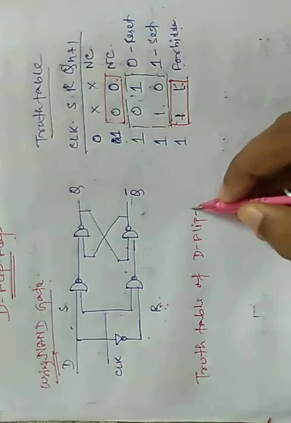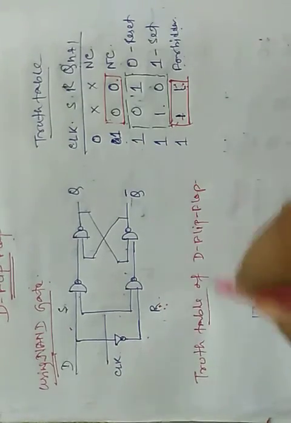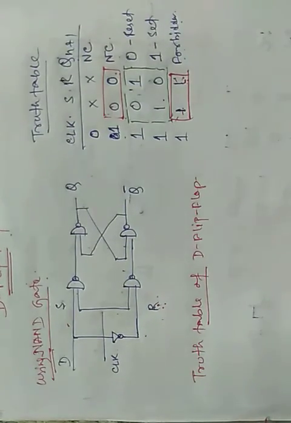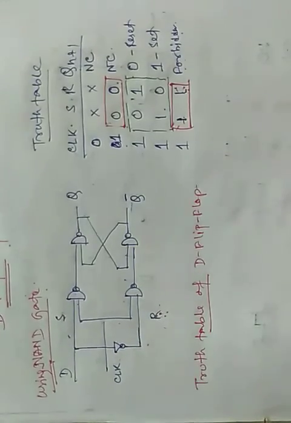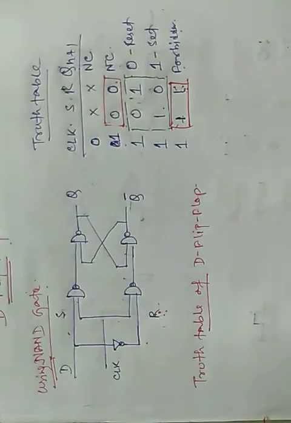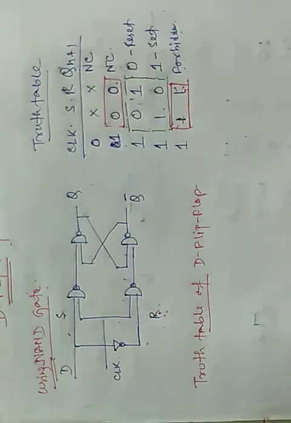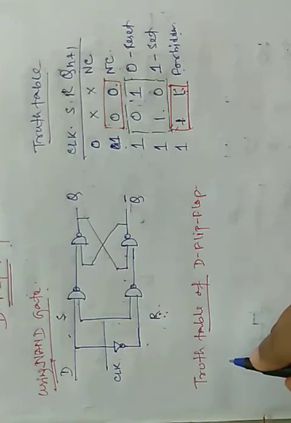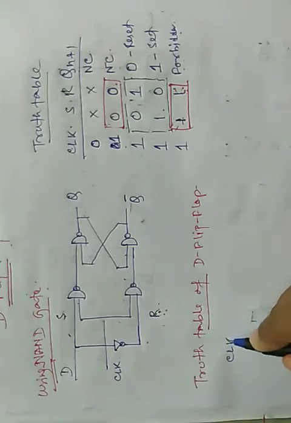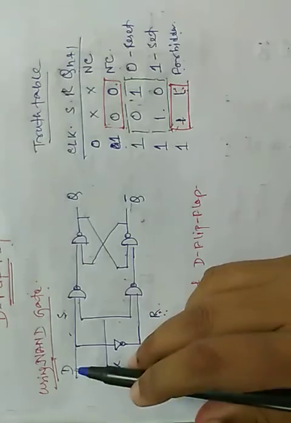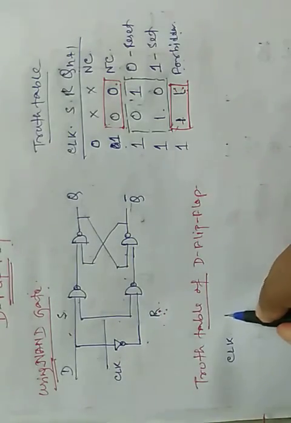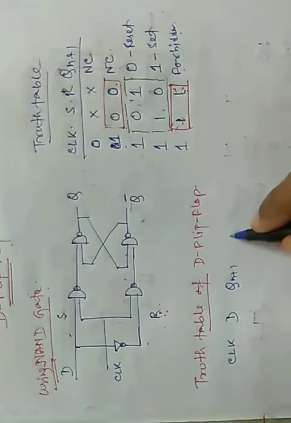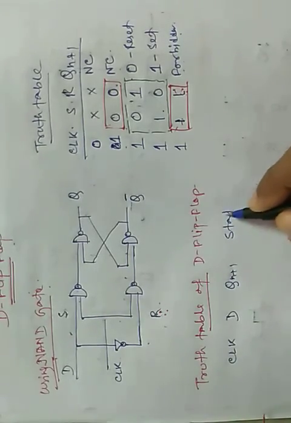D flip-flop always works as a clock's edge triggering, that is either positive edge triggering or negative edge triggering. D flip-flop always works in edge triggering clock pulse. So there must be two inputs, one is clock and another is D, and output is Q n plus 1 and its state.